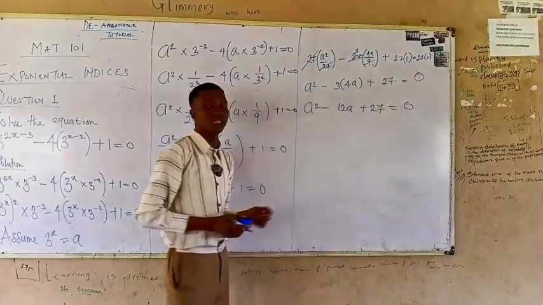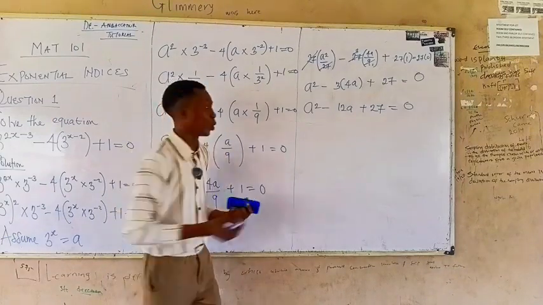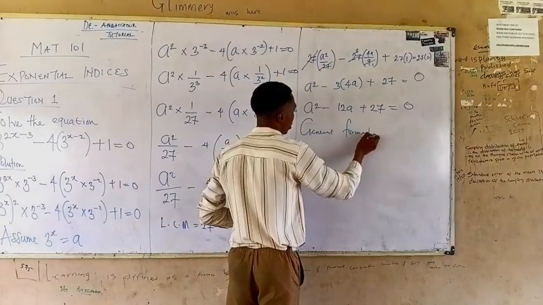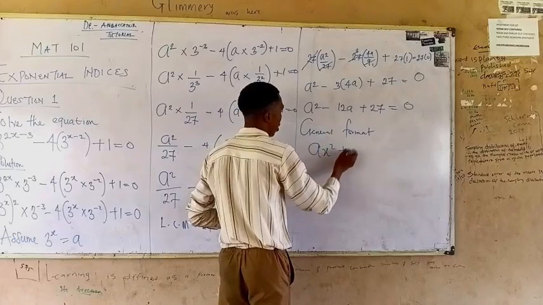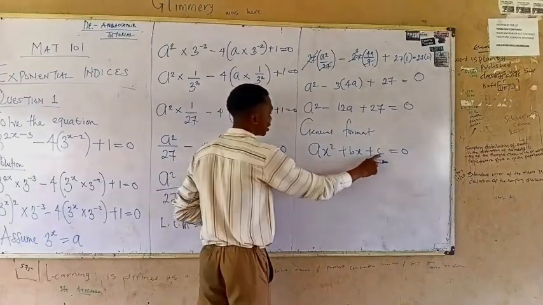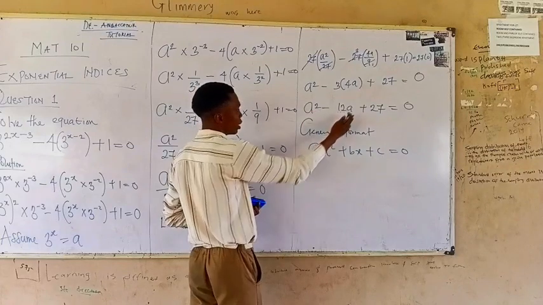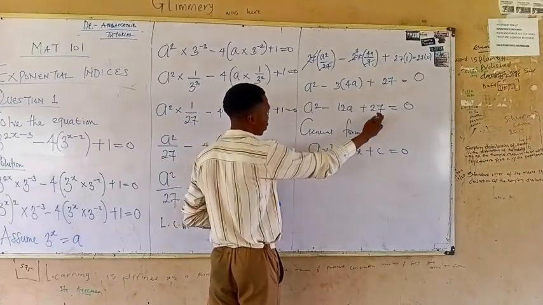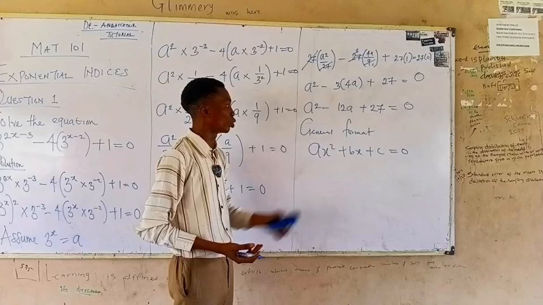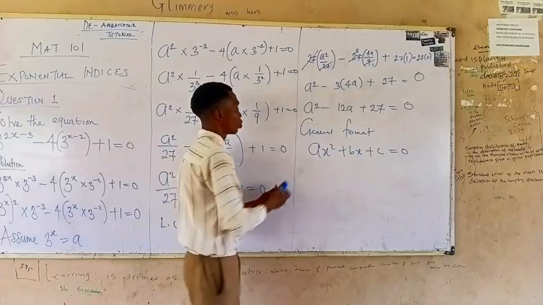Now looking at this very closely, it's seeming like a quadratic equation. How? There's a general format for quadratic equation, which is ax squared plus bx plus c equals to 0, where your a, b, and c are integers. So we look at this carefully. This my a squared is representing x squared, this my a is representing x, and this my 27 is representing the constant. So you can say that's the quadratic equation. The next thing is to simplify this your quadratic equation to get the value of a. So how do we do that?